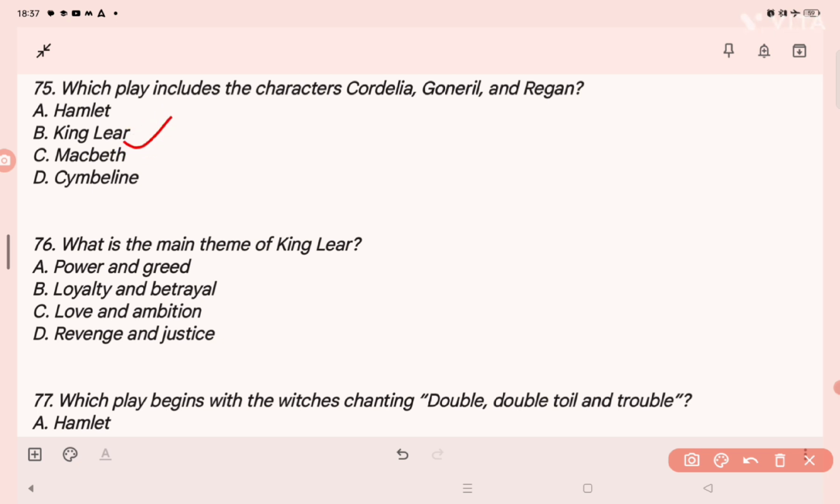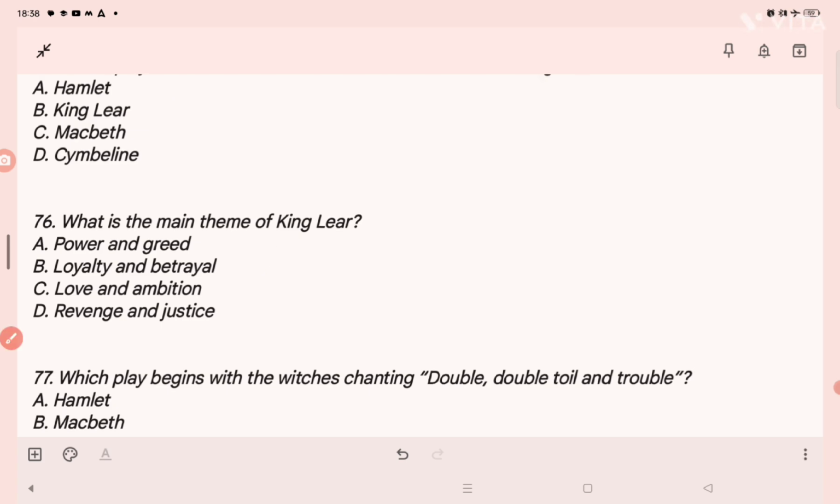What is the main theme of King Lear? Option B, loyalty and betrayal. King Lear explores the themes of loyalty, betrayal, and the consequences of the king's decision to divide his kingdom.